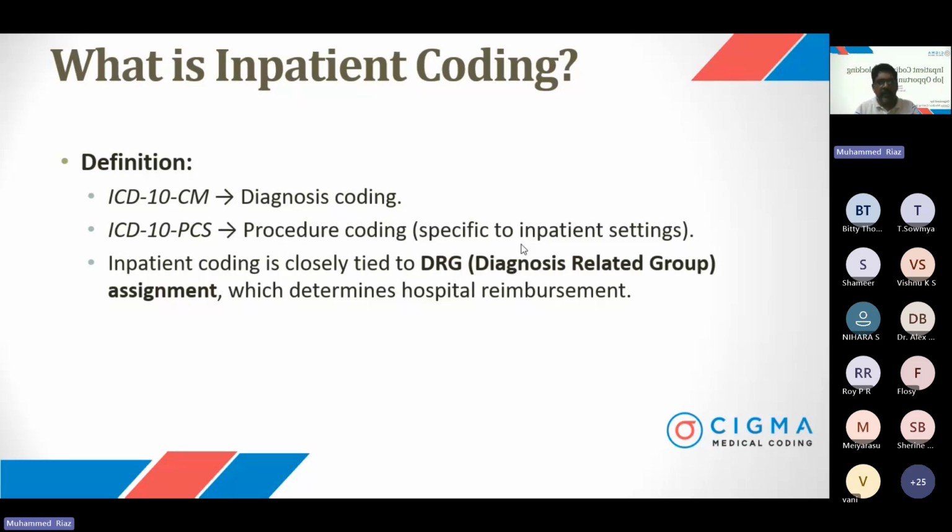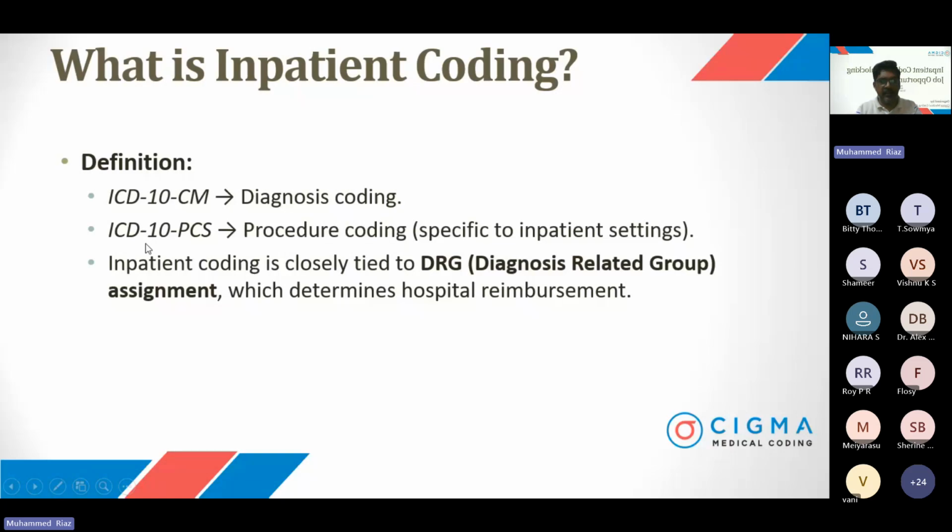Similarly, in inpatient or hospital coding, we have three different types of coding systems. The ICD-10 for diagnosis coding is the same. We do not have any different diagnosis coding. So be it inpatient coding or outpatient coding, the diagnostic coding manual is the same. For the procedural coding system, we have a unique coding system for inpatient.